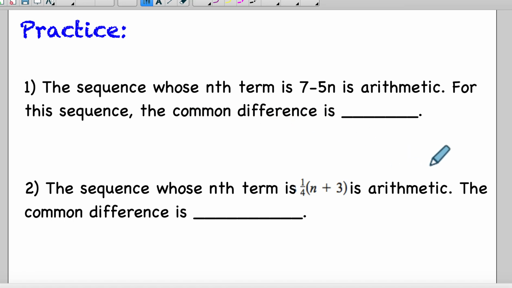I want you guys to just pause the video, do these two, and then resume the video when you're done doing it. And you can work with the people around you.